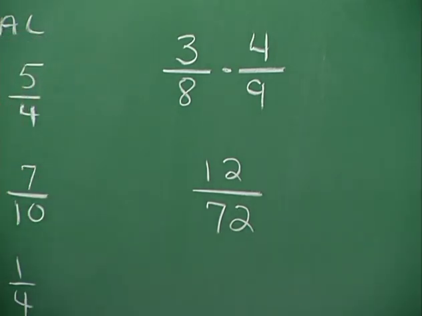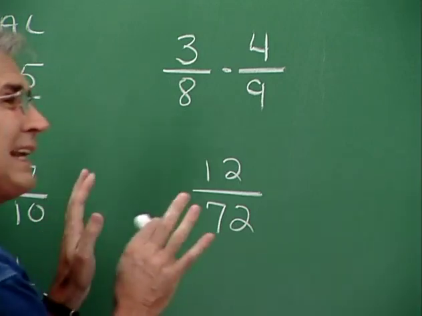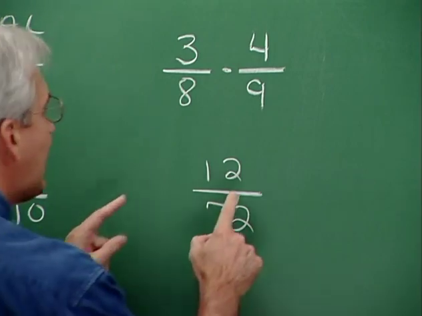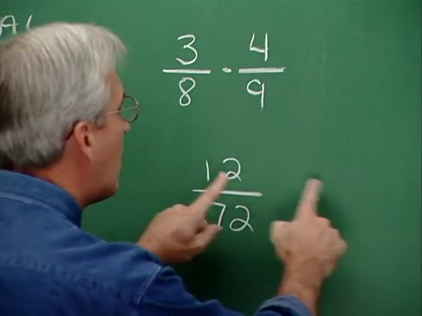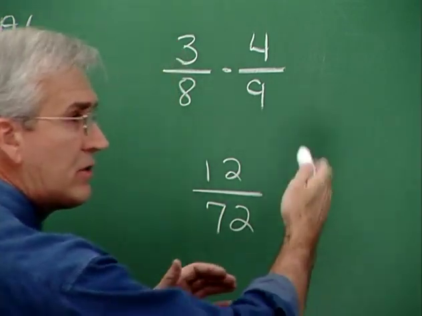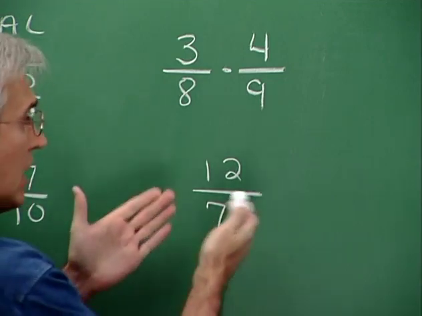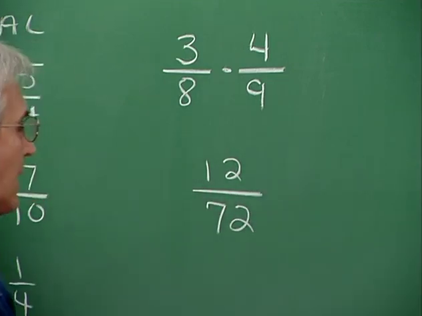Now, there are a couple of ways of thinking about this reduction process. The most complete way to think about it would be to write a prime factorization for both the numerator and denominator and just eliminate like factors that appear in the numerator and denominator.